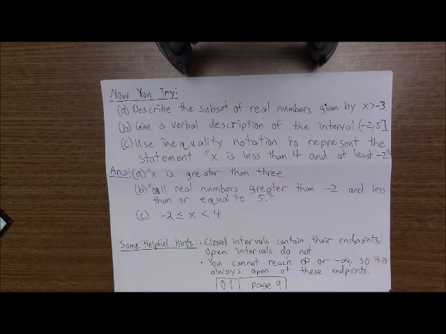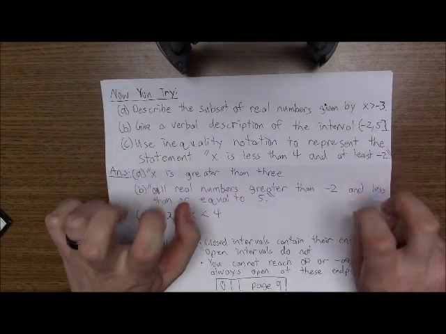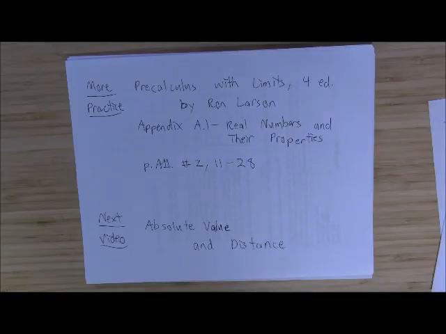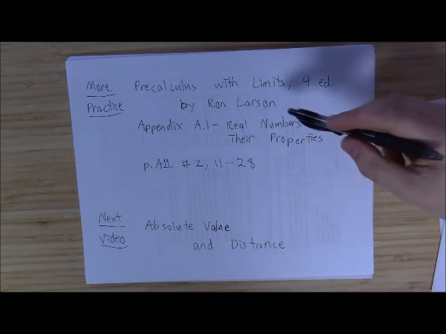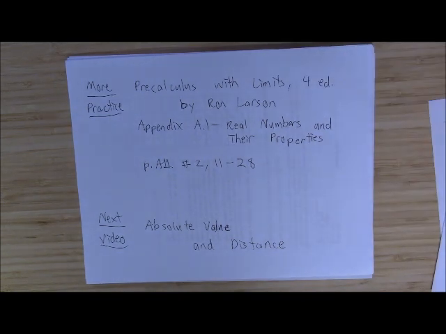Now, a few last helpful hints for this is that closed intervals contain their endpoints, open intervals do not. You also cannot reach positive infinity or negative infinity, so it is always going to be open at those quote-unquote endpoints. For more practice in ordering the real numbers, be sure to look at the Ron Larson's text, page A11, numbers 2 and 11 through 28. And in our next video, we'll be talking about absolute value and distance.